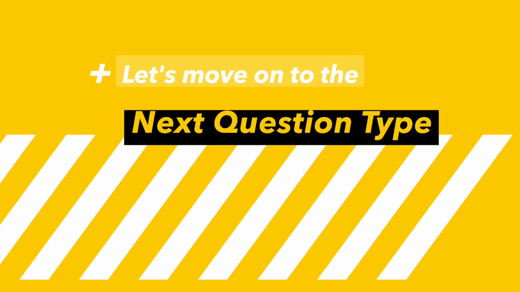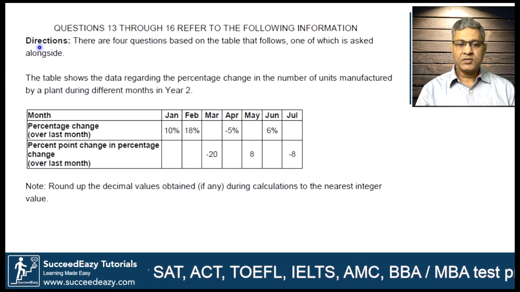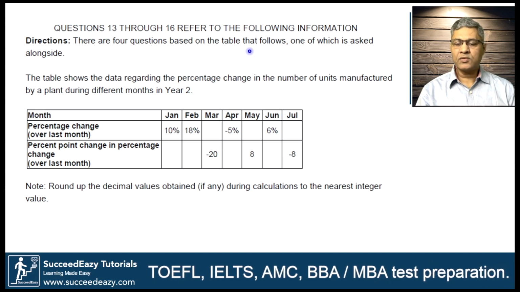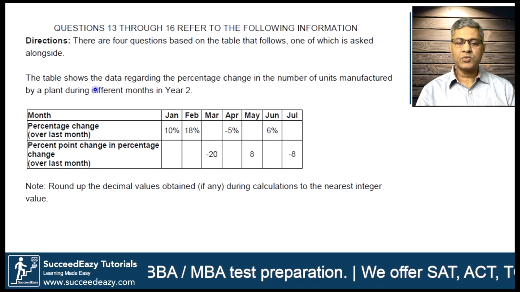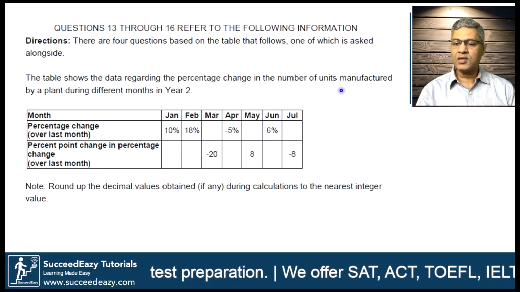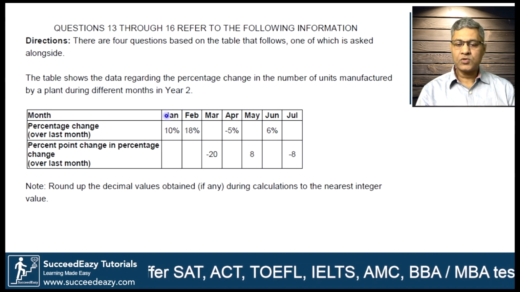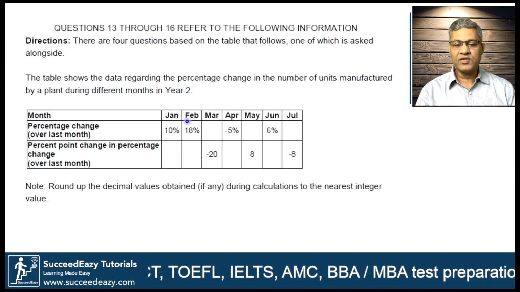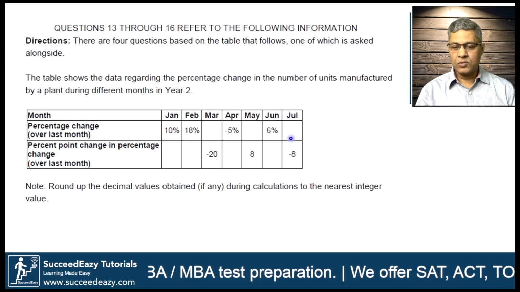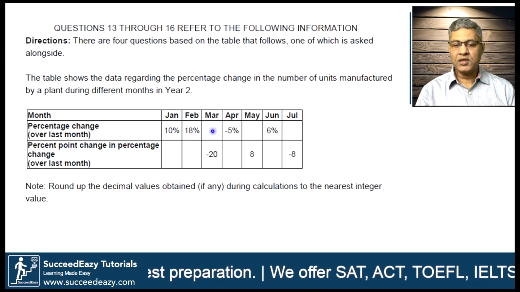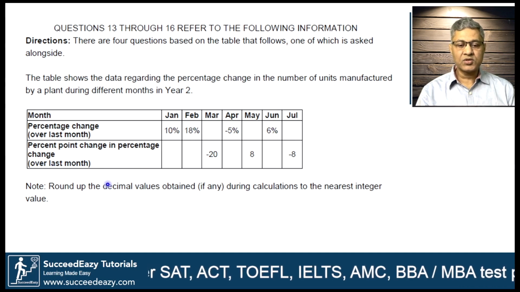Let's get to the next question. Questions number 13 through 16 refer to the following information. Directions: There are 4 questions based on the table that follows, one of which is asked alongside. The table shows the data regarding the percentage change in the number of units manufactured by a plant during different months in year 2. So January to July is part of year 2. All right, so they have given percentage change over last month. These are the percentages and certain areas are blank, and percent point change in percentage change over last month.